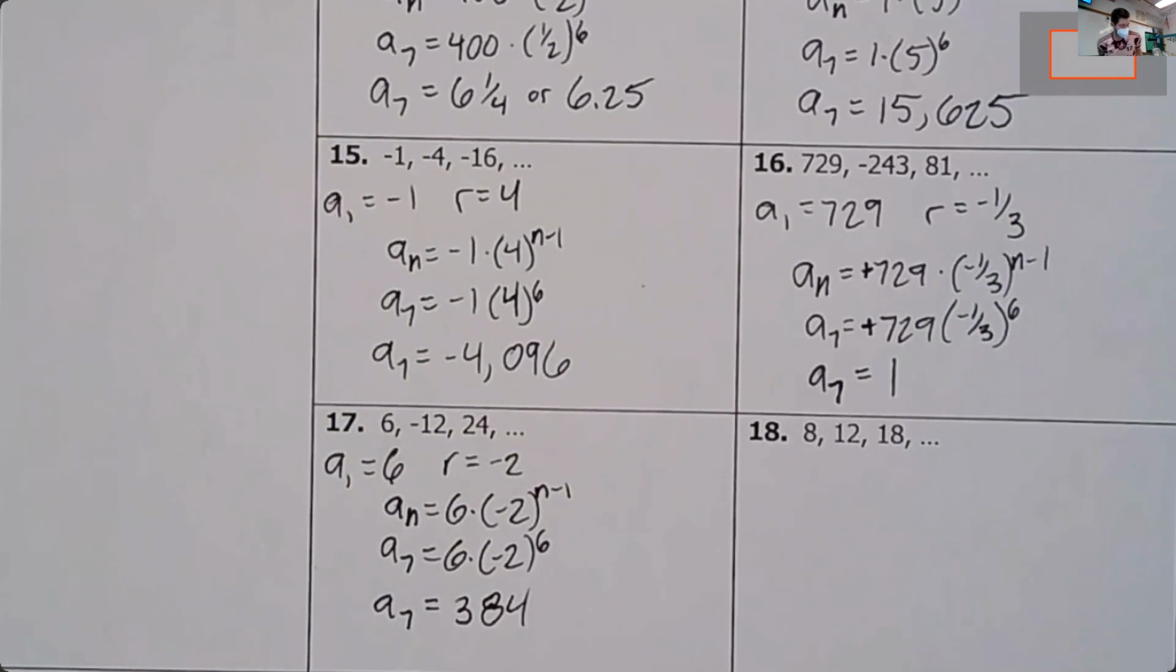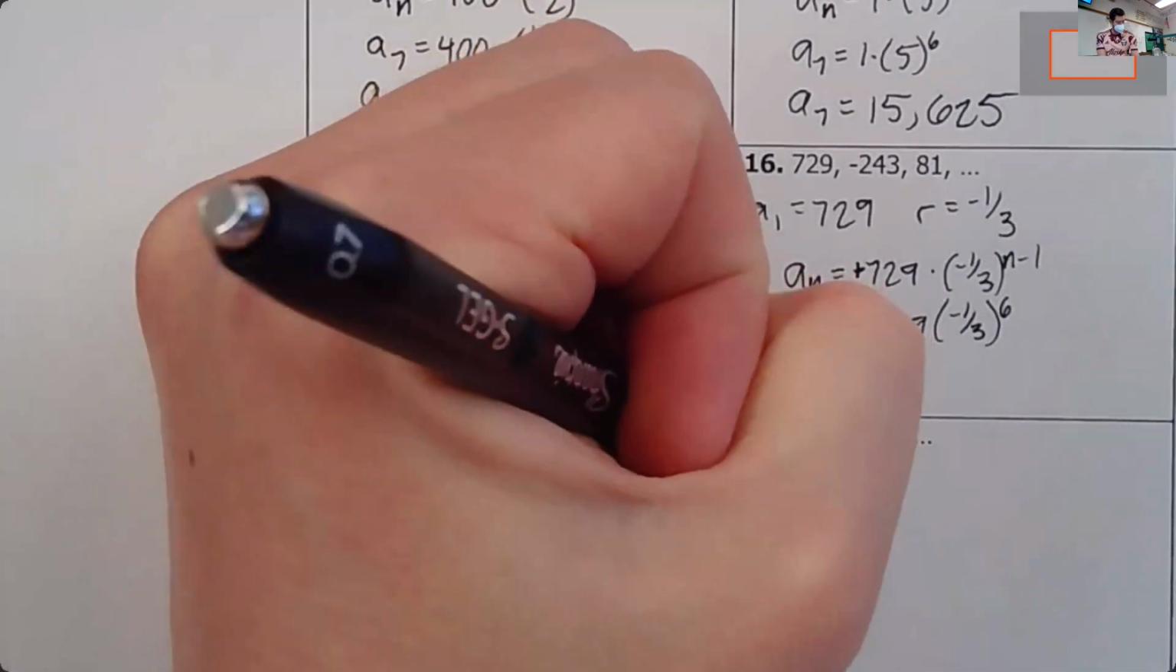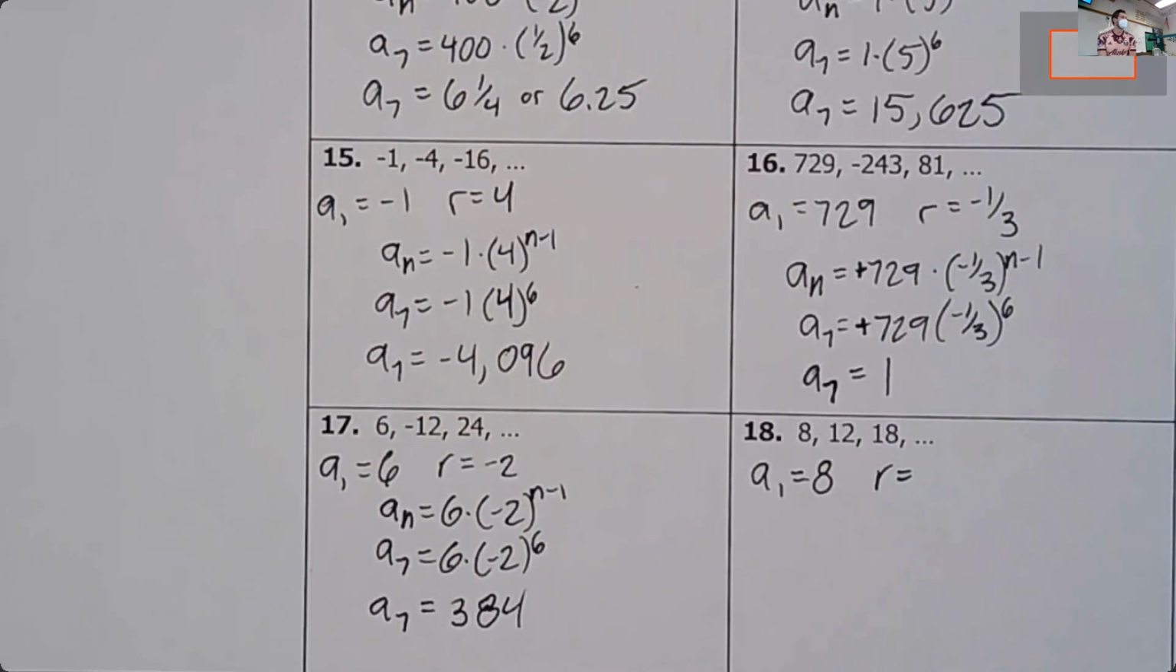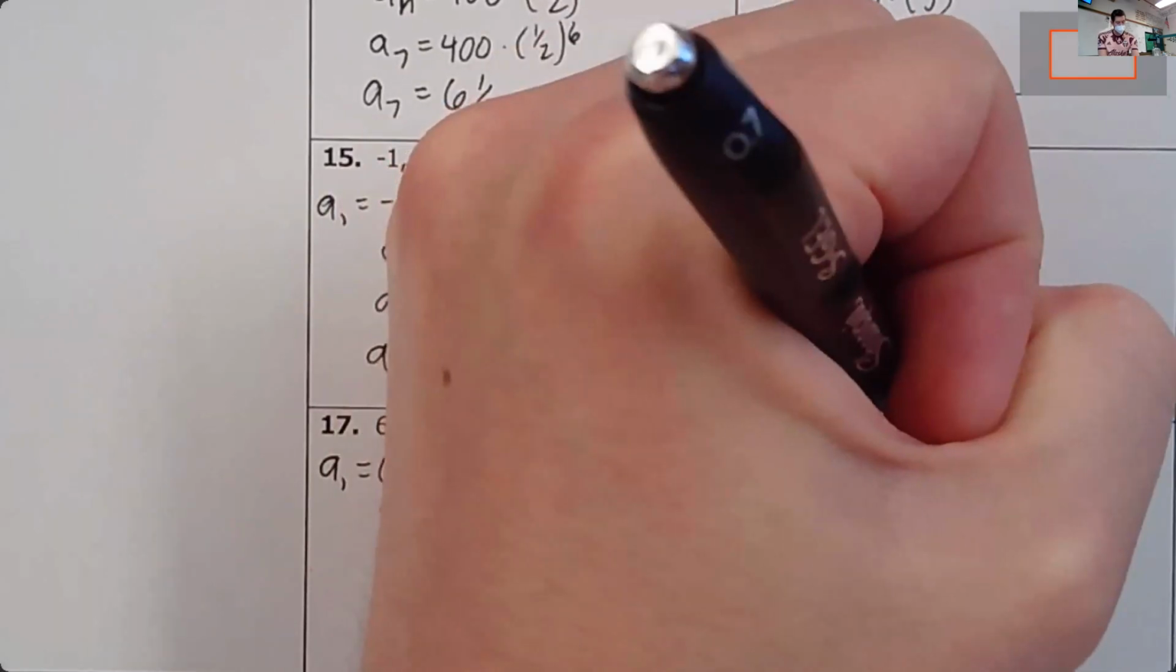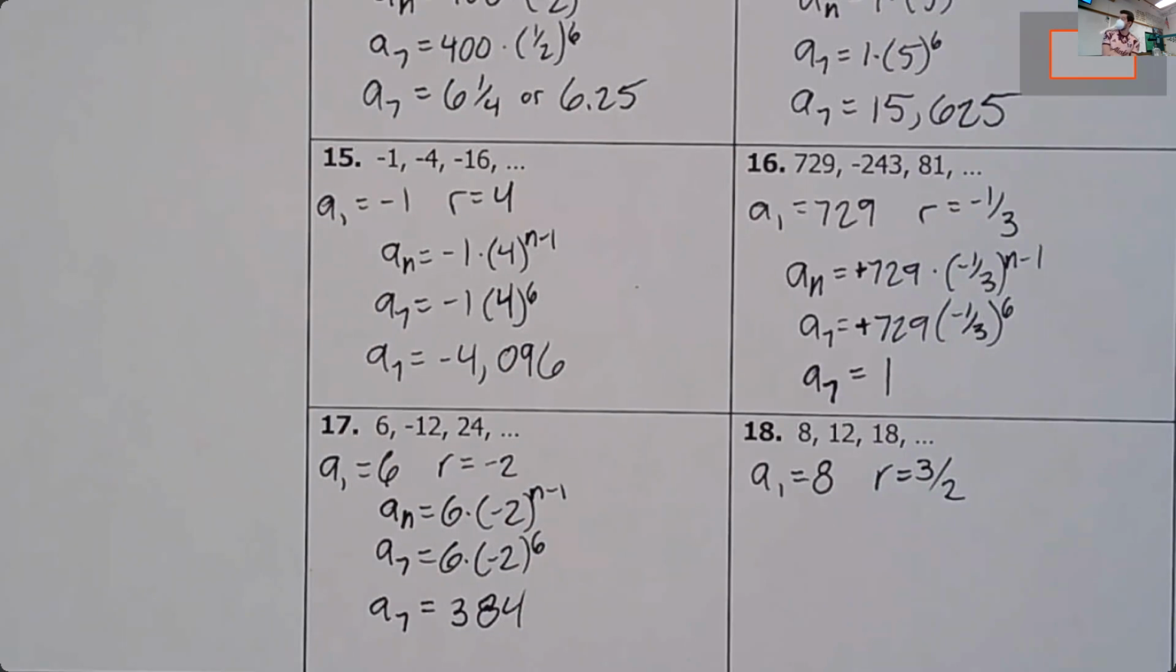Okay, final one here. A1 equals 8. Common ratio. Do we have that? Number 18. Gillian? 3/2, yeah, 3/2. So it's a fraction, an improper fraction greater than 1. You could use 1.5 if you want, because it's a nice decimal, but we'll keep this as a fraction, because ratios usually get written as fractions.